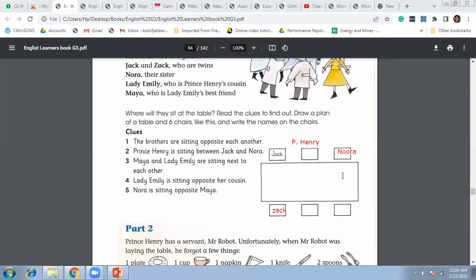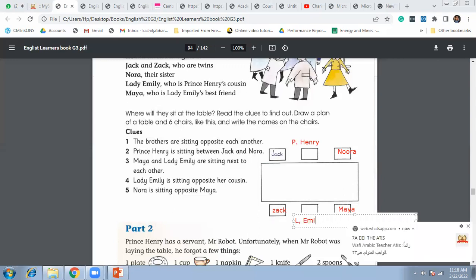Then let's take a look at the next 2 chairs. Nora is sitting opposite to Maya here. Maya will sit here, and in the middle between Zach and Maya, there will be Lady, and I'll use L for Lady and Emily. This is how you can fill these blank chairs, right? According to the clues of part 1.